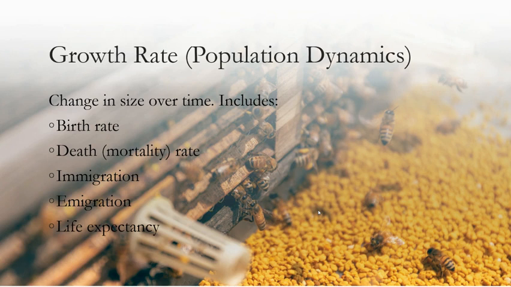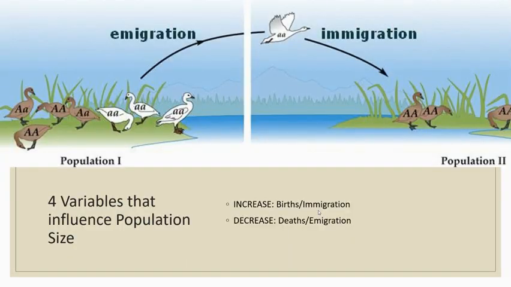If you're trying to remember emigration and immigration, then maybe here's a good graphic to help you. So let's say you have a population of geese, brown geese and white geese, and over there you have a population of just brown geese. The white goose is going to emigrate from its current population and immigrate to its future population. So increasing population size can be due to births or immigration. Decreasing population size can be due to deaths or emigration.